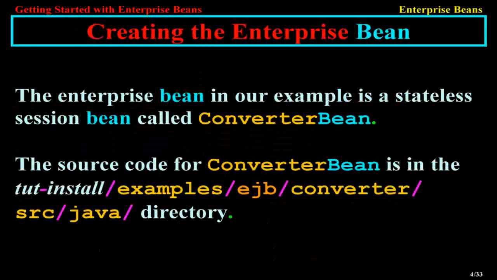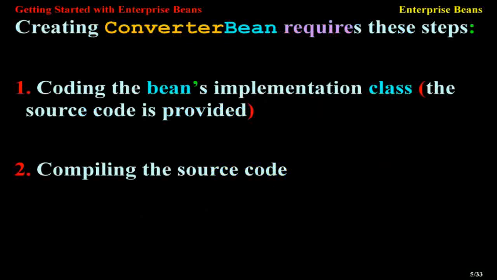Creating the Enterprise Bean. The enterprise bean in our example is a stateless session bean called ConverterBean. The source code for ConverterBean is in the tut-install/examples/ejb/converter/src/java directory. Creating ConverterBean requires these steps: coding the bean's implementation class, and compiling the source code. The source code is provided.